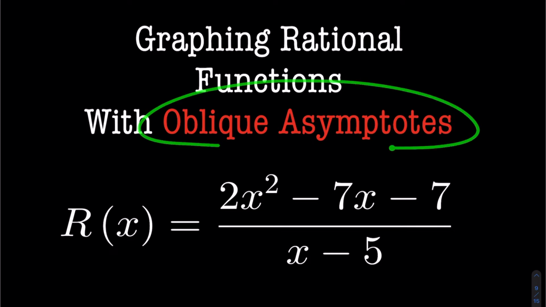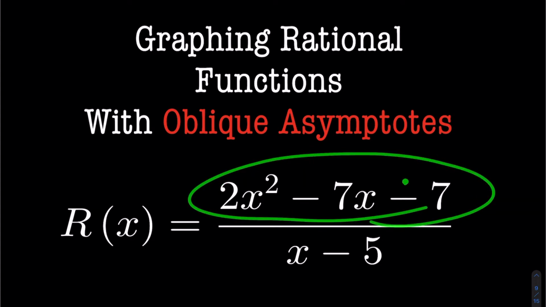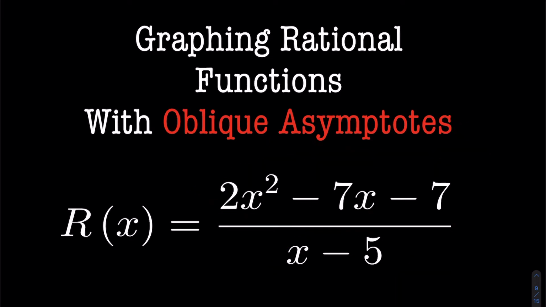Oblique or slant asymptotes exist when the degree of the numerator is exactly one more than the degree of the denominator. So you'll see in this example, the degree of the numerator, the polynomial on the top, is 2, and the degree of the bottom is 1. This will create a slant or oblique asymptote. Let's take a look at graphing some rational functions which have these slant or oblique asymptotes.